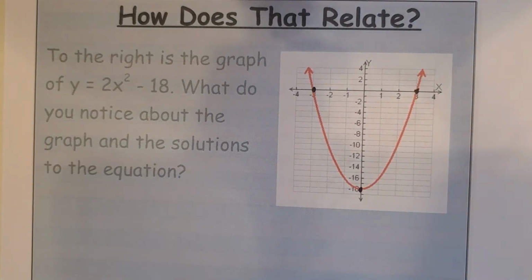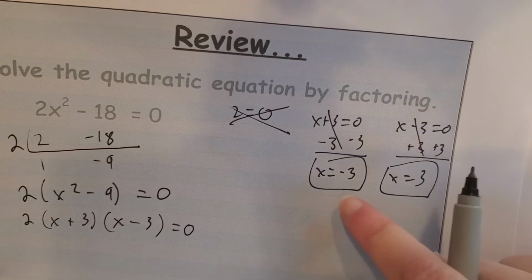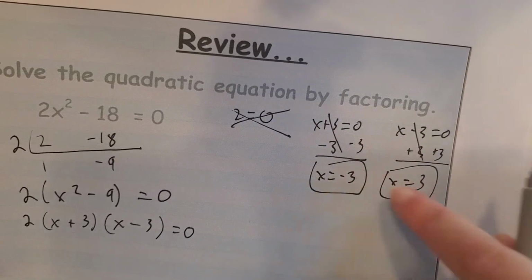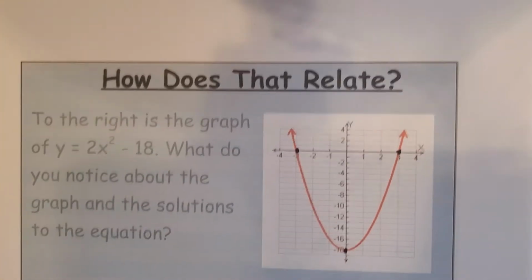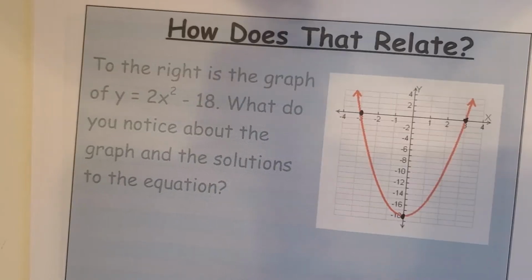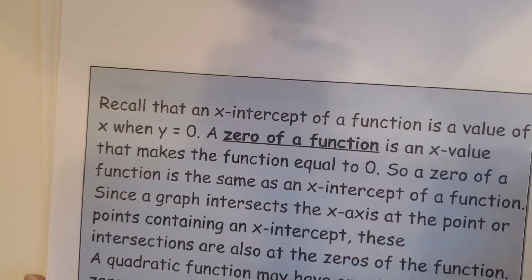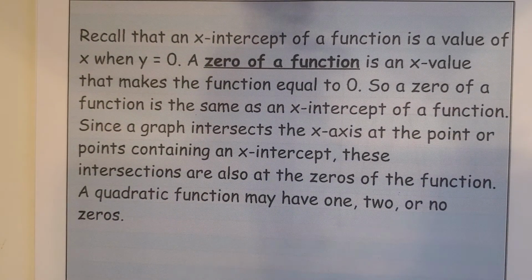And how does that relate to the solutions of the equation? Well, when we solved the last equation by factoring, the solutions we got were negative 3 and 3. And those perfectly match up with our x-intercepts. So maybe those two things have something to do with each other. And they absolutely do. Again, recall that an x-intercept of a function is the value of x when y equals 0. So, by definition, an x-intercept is where your graph crosses the x-axis. But in terms of values, y is always going to be 0 for your x-intercept.